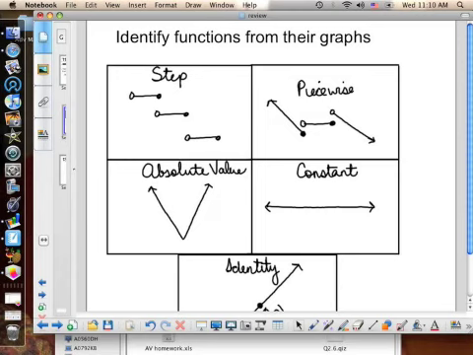This is identifying functions. If you use the vertical line test and you pass it over a vertical line, what happens? Every point is crossing that line. So no, it's not a function.